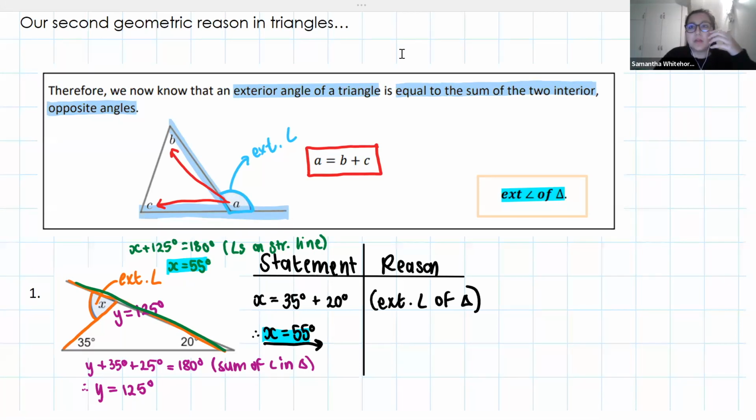So there is no reason to try and use multiple steps and create more work for ourselves. It's fine, you will get the marks. But what we can see through this is that there is no need to do that. Just use exterior angles of a triangle. You get exactly the same answer.